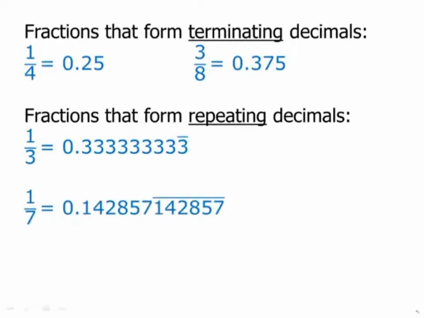Similarly, 1/7. This is not a single digit repeating. This is a set of digits repeating. 142857, 142857, 142857. That whole pattern repeats like mathematical wallpaper forever. The way we indicate that is by writing the long bar over that entire set of repeating digits. So once again, fractions, when written as decimals, are either terminating decimals, decimals that come to an end, or repeating decimals, decimals that repeat a particular pattern.